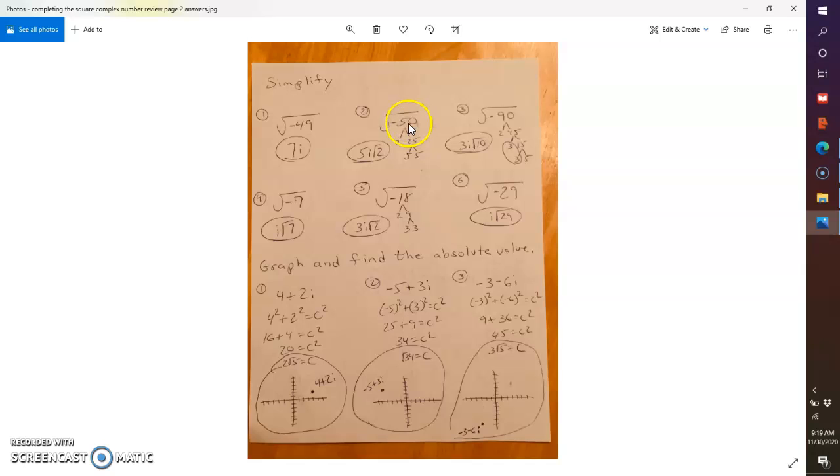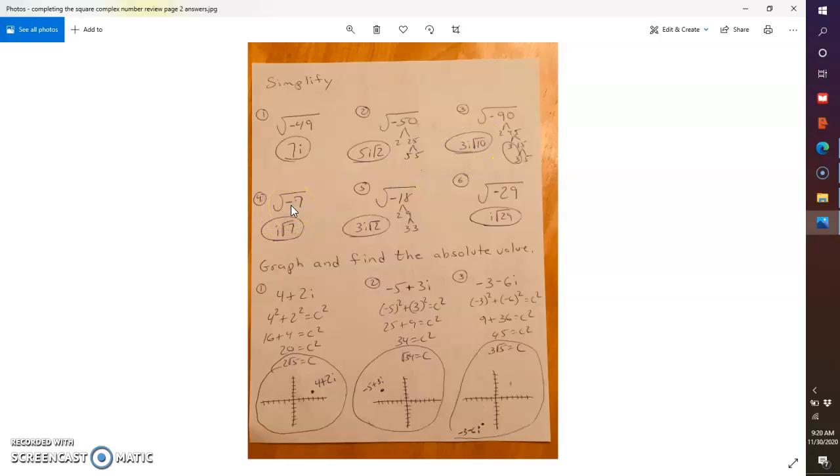The square root of negative 50, we break it down, 2 and 25, 5 and 5. It becomes 5 root 2, and I put my i there, so 5i root 2. 90 breaks down to 2 and 45, 3 and 15, 3 and 5, so the 3 goes on the outside. The two prime numbers get multiplied, become 10, go on the inside, and it's 3i root 10.